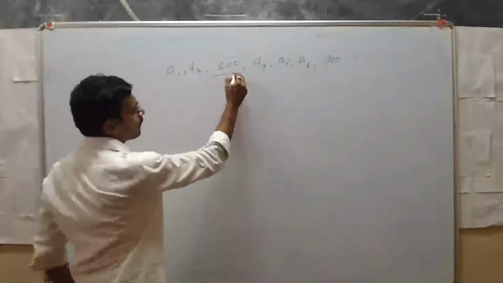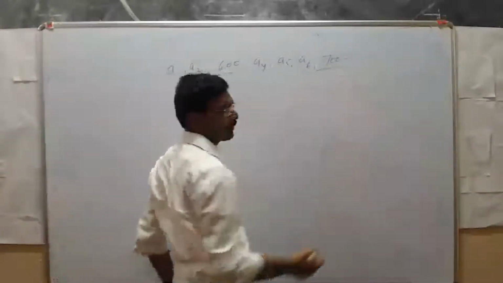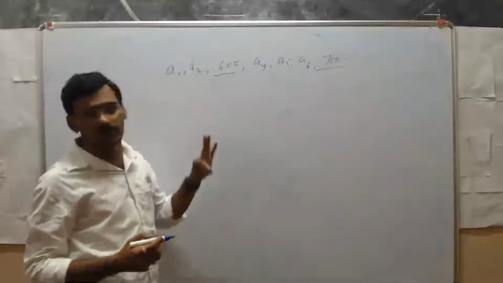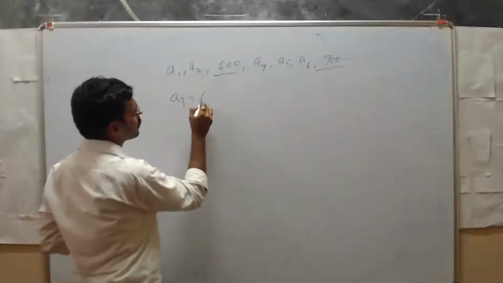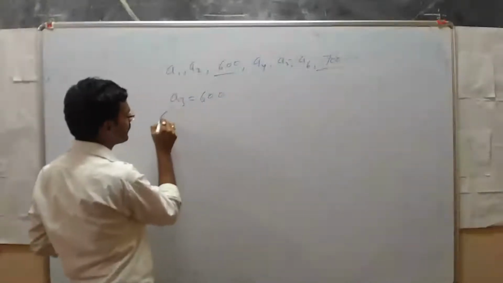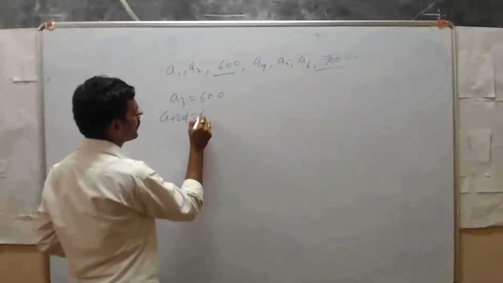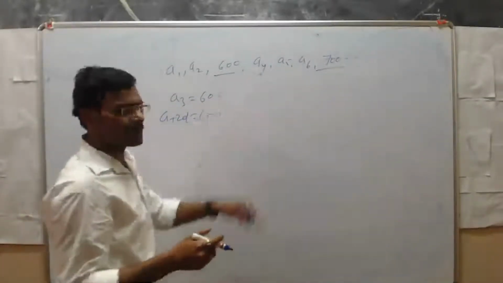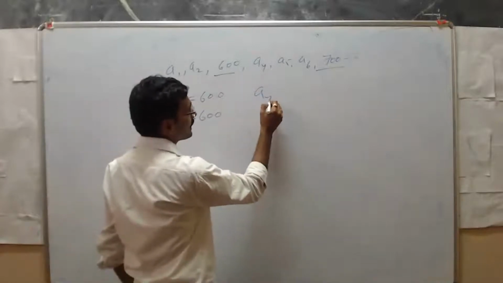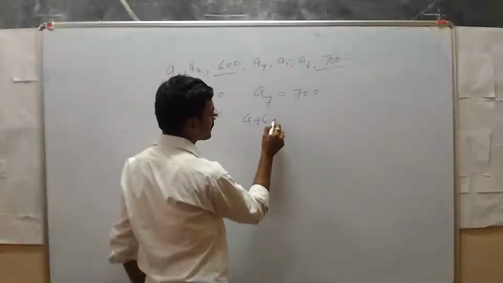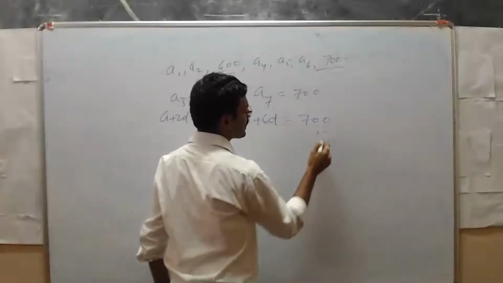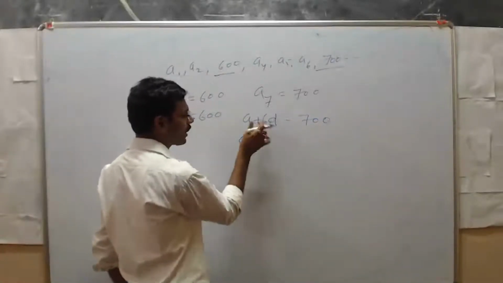It means with the help of the third year and seventh year, we have to find the first year, then the common difference. Third year, consider as A3, is equal to how much? 600. A3 means A plus 2D is equal to 600. Then the seventh year is considered as A7. A7 is equal to 700. A7 means A plus 6D is equal to 700. And A plus 6D, how can we split?